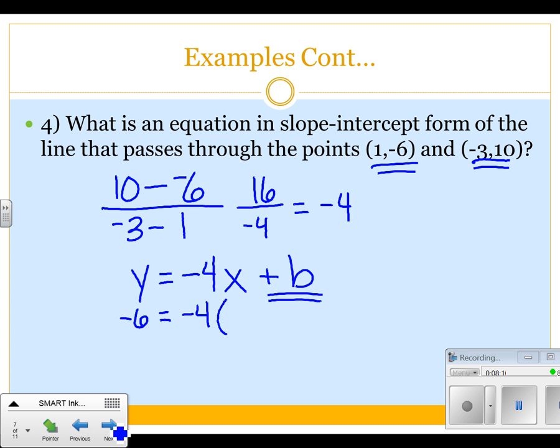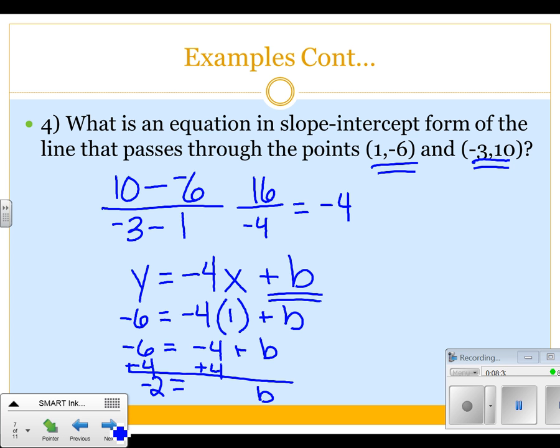-4 times the x, which is 1, plus b. We simplify, and then we solve for b. So the b isolated is -2. And so in slope-intercept form, the slope is -4 times x minus 2, which is your y-intercept.